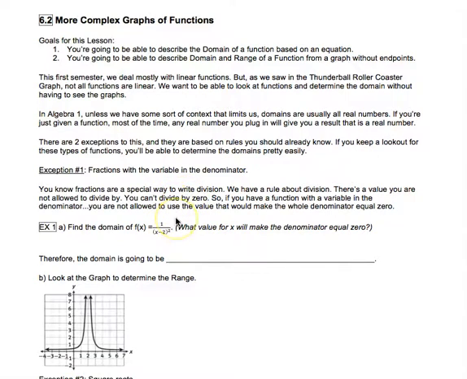All right, in this lesson, we're going to be talking about more complex graphs of functions. Our main goal is that we're going to be able to describe the domain of a function based on its equation or its function rule, meaning that we should be able to describe the domain without necessarily having to look at the graph. We're also going to be able to describe domain and range of a function from a graph without endpoints, meaning that it's continuing on with some arrows is how we normally see it.